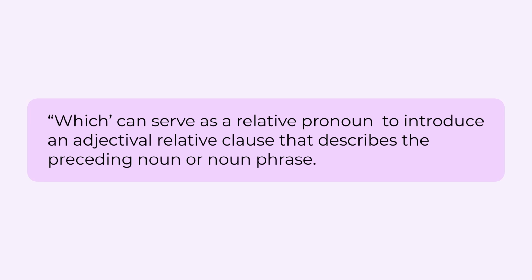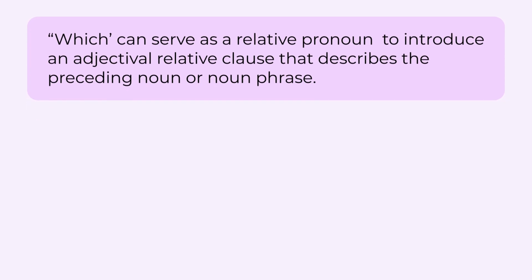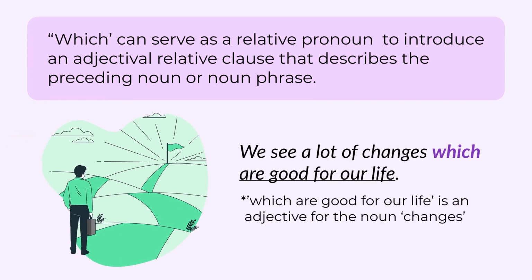Which can serve as a relative pronoun to introduce an adjectival relative clause that describes the preceding noun or noun phrase. For example, we see a lot of changes which are good for life. Which are good for our life is an adjective for the noun changes.